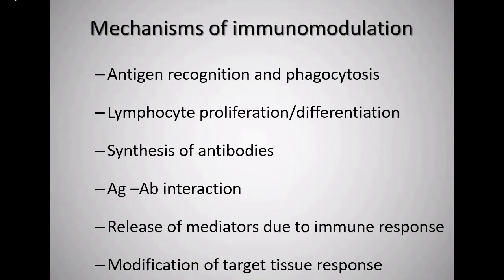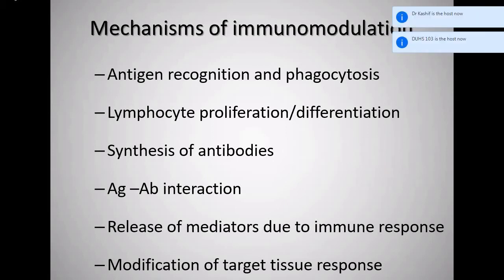In the beginning, I would like to tell you what the different sites or regions are where an immunomodulator can affect. The different sites or mechanisms could be related to antigen recognition and phagocytosis, one of them. Lymphocyte proliferation, this is the main part, lymphocyte proliferation or its differentiation. Synthesis of antibodies, which is mainly a function of B lymphocytes. Antigen-antibody interaction, the release of mediators due to immune response, and the modification of the target tissue response.